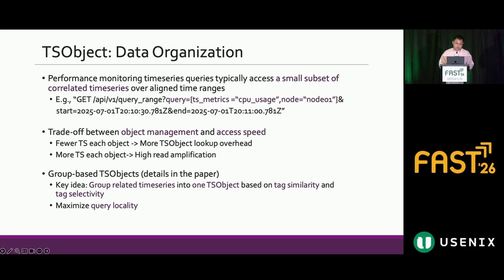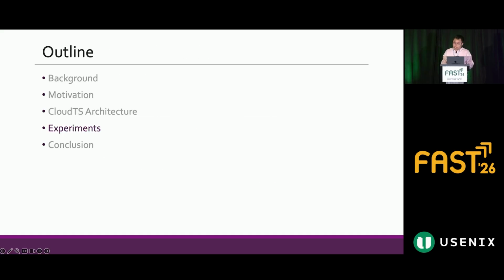So we propose a group-based TS object. The key idea here is to group the related time series into one time series object based on the tag similarity and the tag selectivity. So this information can be obtained from the TT mapping. For the details, you may check our paper. In this way, we try to maximize the query locality to reduce the read amplification. And then we introduce our evaluation results.